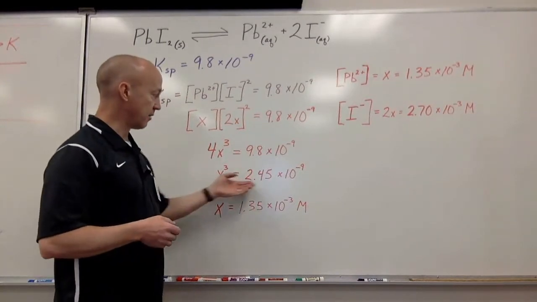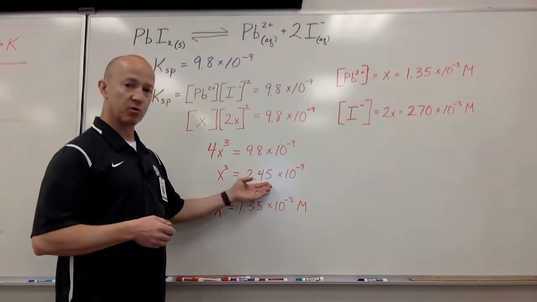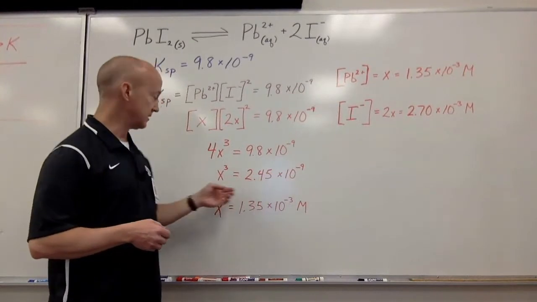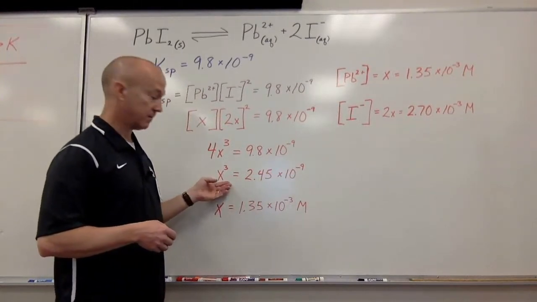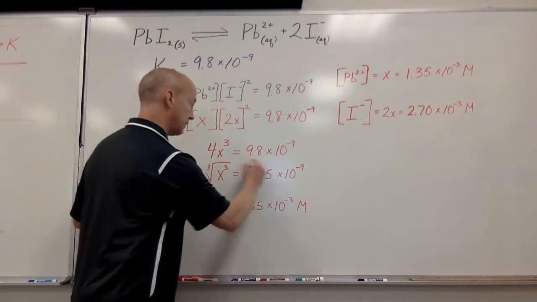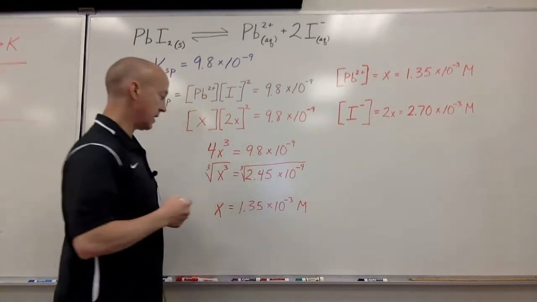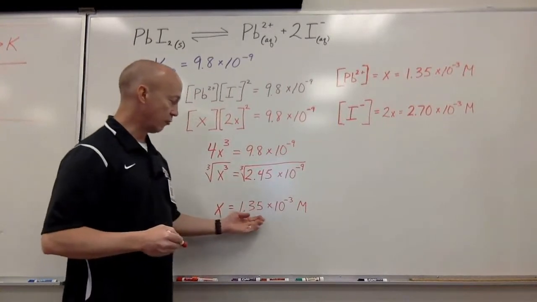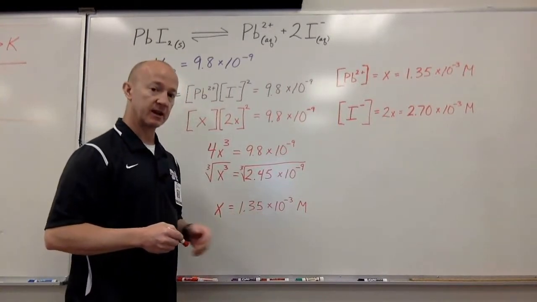So now I divide both sides by 4, and I get 2.45 times 10 to the negative 9th is equal to X cubed. I take the cube root of each side, and I get a value of X of 1.35 times 10 to the negative 3rd.